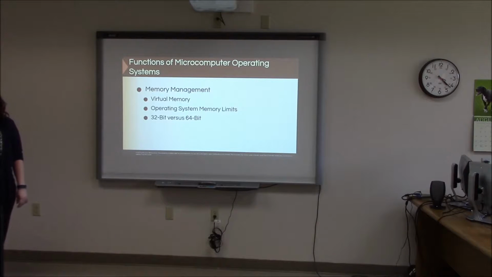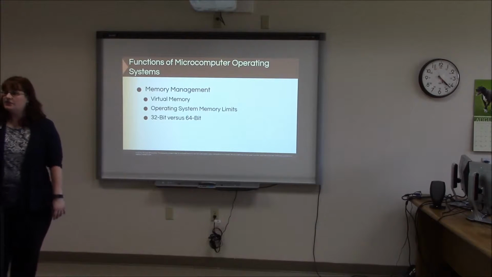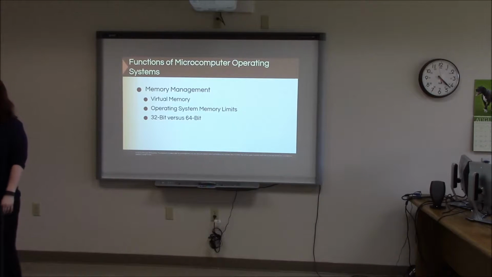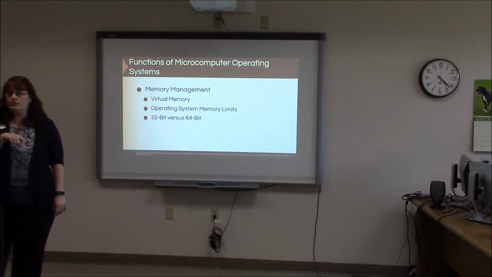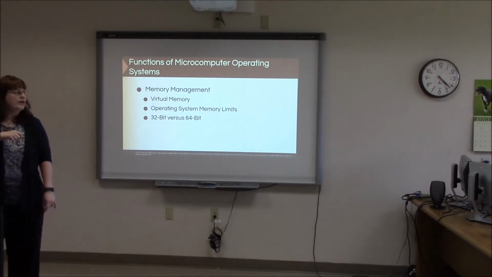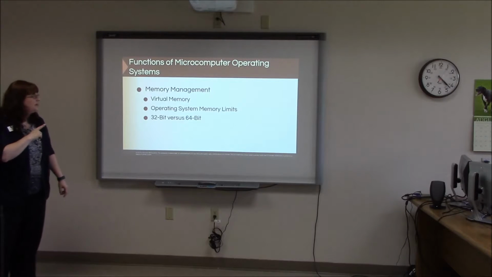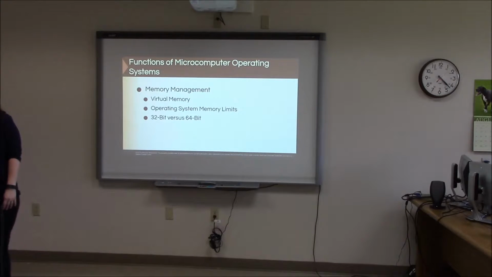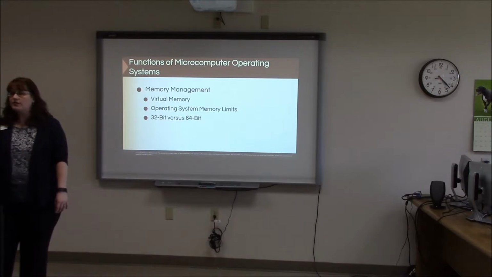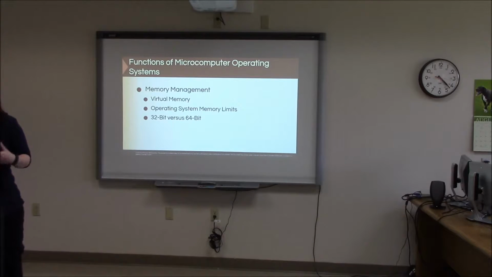The operating system also has to keep track of where programs and data are in memory. We have virtual memory, which is basically using the storage that's on your hard drive as though it is RAM, which can be interesting. We also have to deal with some operating system memory limits. So there are certain versions of Windows that only run about 3 or 3.5 gigs of RAM. We'll get into that, and some that run more. But it depends on how many locations there are for memory. But the operating system is what determines that.